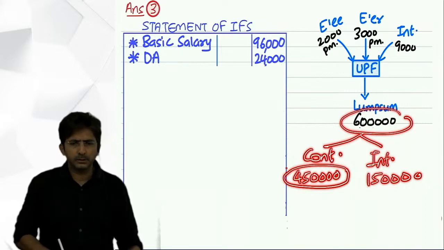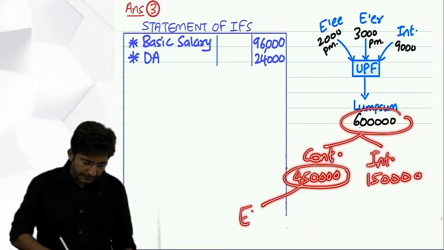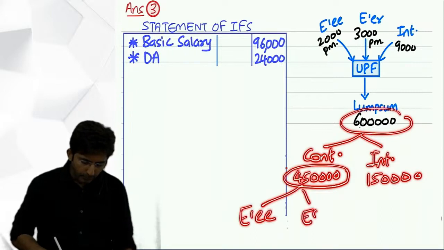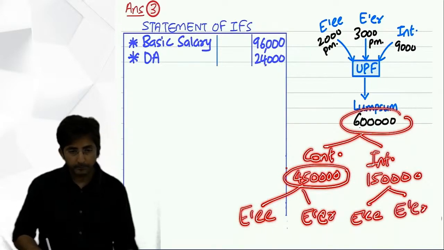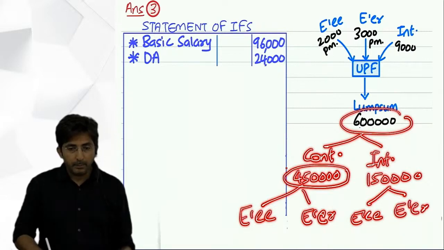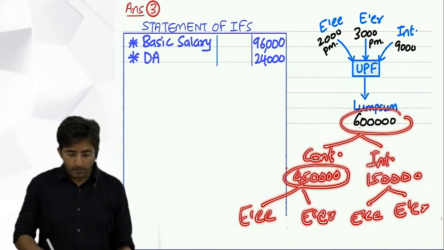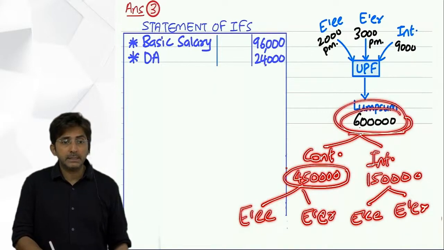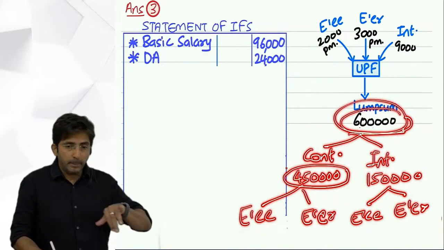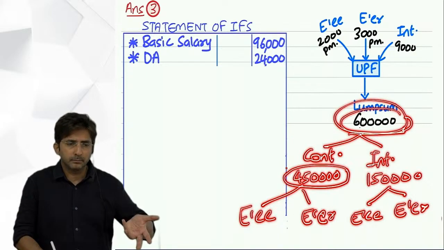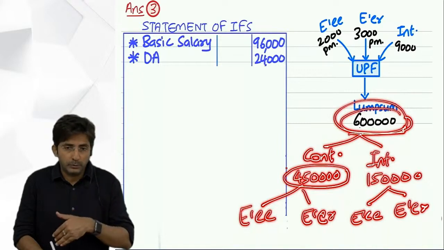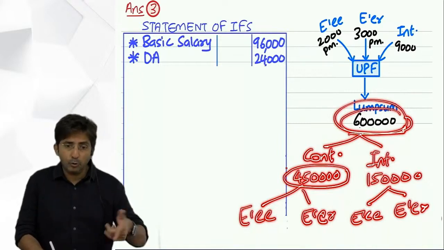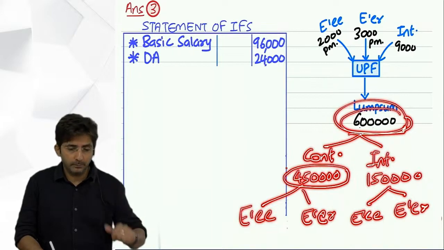Just the word contribution. Now, how much is employee? How much is employer? Even in interest, how much is employee? How much is employer? But the main breakup, did you see how I did it? From 6 lakhs, they have given interest is 1,50,000. So, remaining 4,50,000 becomes a contribution of both employee and employer. And then you have to bifurcate how much is employee's contribution, how much is employer's. Even in interest, you have to do bifurcation. But in what ratio?